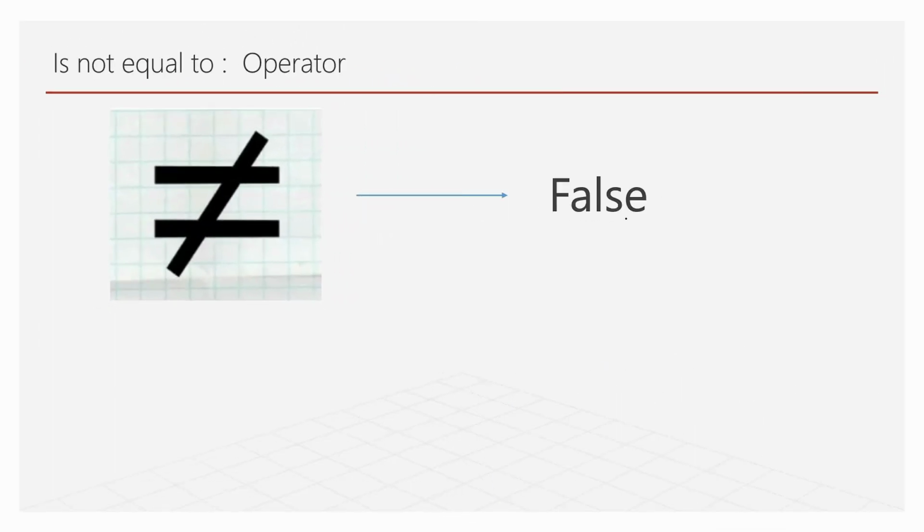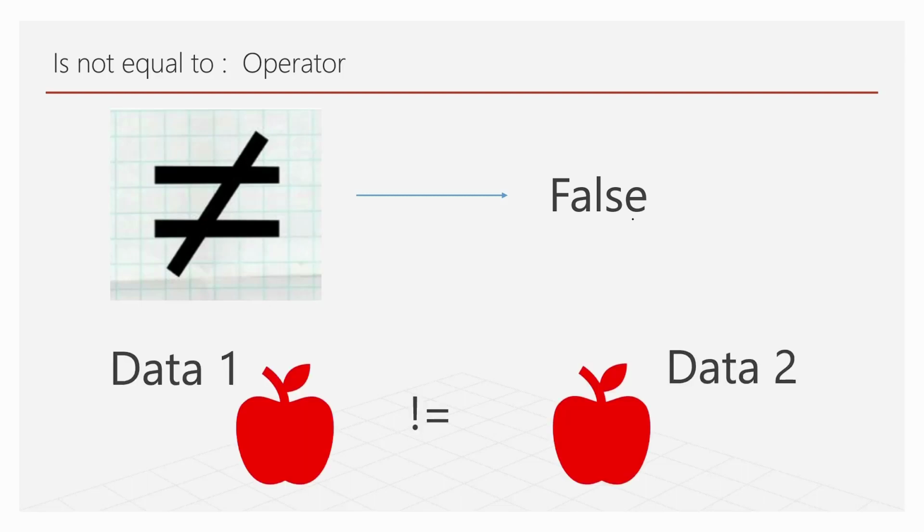Another example of the is not equal to operator that returns false is when you compare two data of the same quantity. For example, if you use the is not equal to operator on data such as apple and apple, since the data is the same, it will return a truth statement of false. Now, let's understand this more precisely in our code editor.